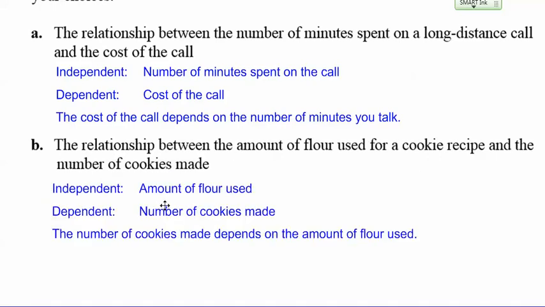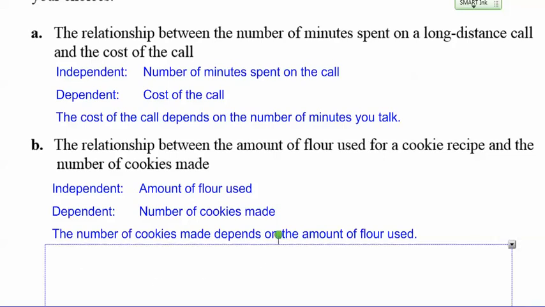Well, one might say that the amount of flour used is the independent variable and the number of cookies made is the dependent. And if you said that, then you'd have to justify it by saying this. The number of cookies made depends on the amount of flour you used. Okay, so given a certain amount of flour, you can only make so many cookies. If you have less flour, you can make less cookies. More flour, you can make more cookies.